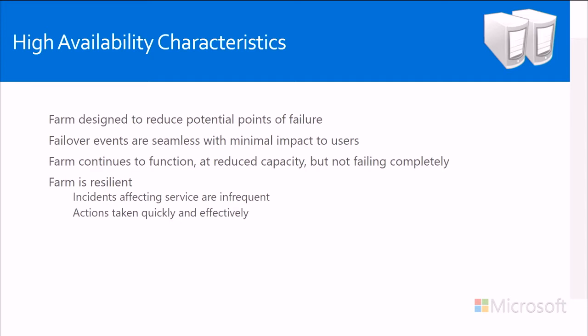So we have to avoid single points of failure. And if there is a failure, we have to make sure it's fairly transparent to our users. They don't really see what's happening. It's like, man, the system seems to be slower today or for this hour or two.